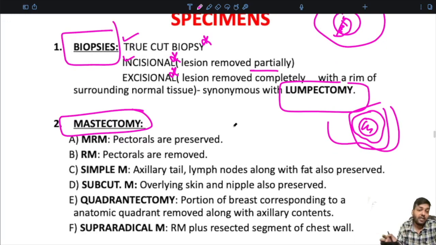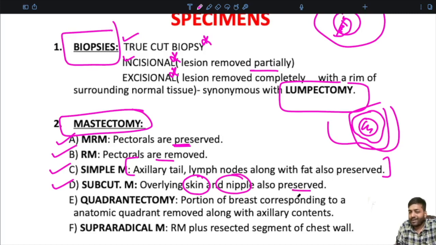Now there are different kinds of mastectomy. So remember the main point that I am telling you. We have an MRM, that is a modified radical mastectomy, the most commonly received specimen in our histopathology lab. In MRM, the pectorals are preserved. In radical mastectomy, the pectorals are removed. In simple mastectomy, the axillary tail, lymph nodes along with the fat is also preserved. In subcutaneous mastectomy, the overlying skin and the nipple are also preserved.